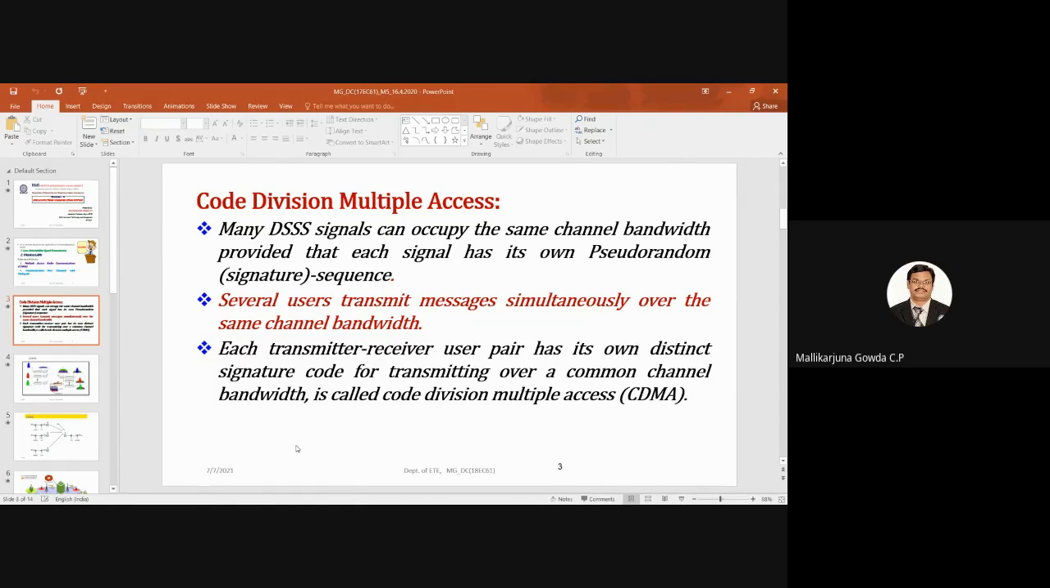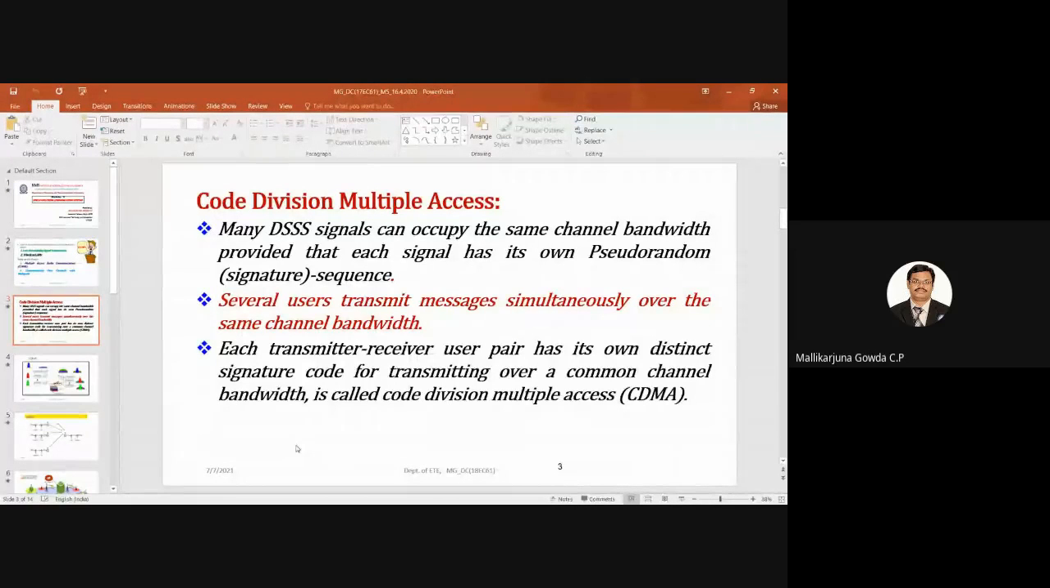Yes, sir. So CDMA, you can assume that all pairs can talk simultaneously, but each pair will not have knowledge of the other pairs' language. Kannada, Telugu, Tamil, Hindi, like that. I don't know Hindi, so I will not be able to understand what the other people are talking. Similarly, other people don't know Kannada, so they will not be able to understand what we are talking.